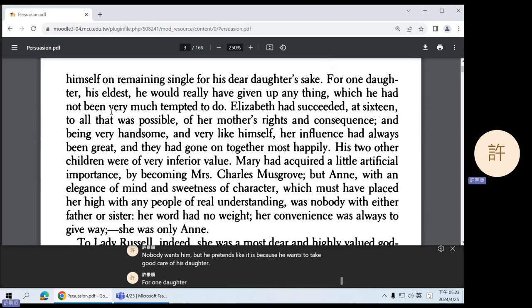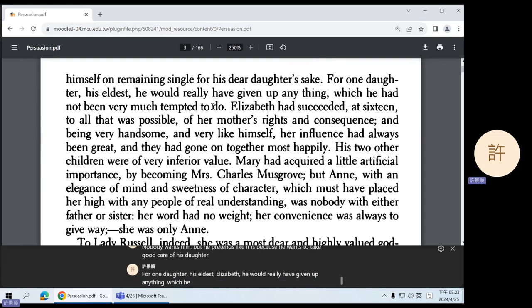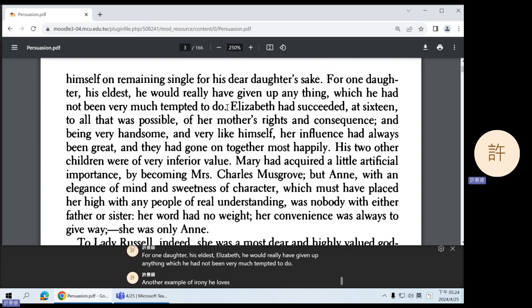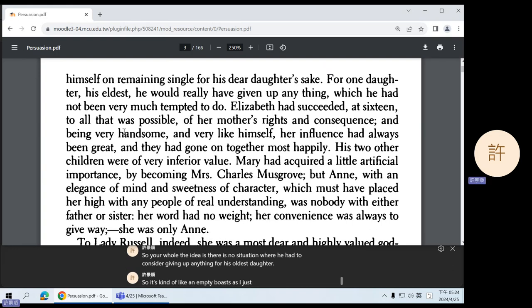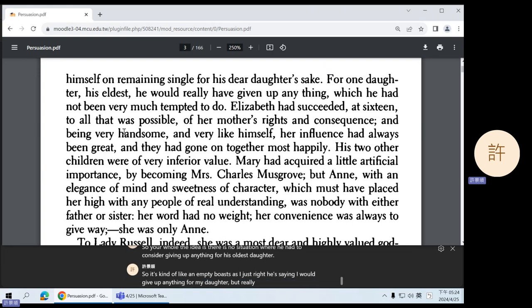For one daughter, his eldest, Elizabeth, he would really have given up anything, which he had not been very much tempted to do. Another example of irony. He loves his oldest daughter so much, he would give up anything for her. But his oldest daughter never really asked him to give up anything. To be tempted, right? The idea is there was no situation where he had to consider giving up anything for his oldest daughter. So it's kind of like an empty boast. 他在就是虚张声势。Right, he's saying, I would give up anything for my daughter, but really, he never had to really think about it. He was never in that situation to really consider how much he would be willing to give up.